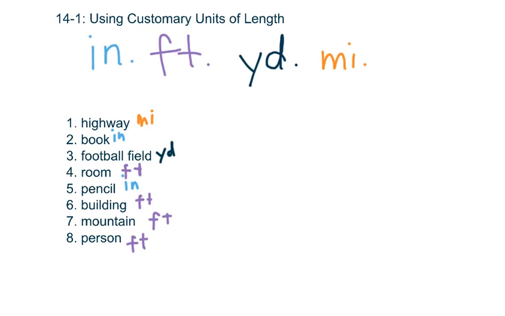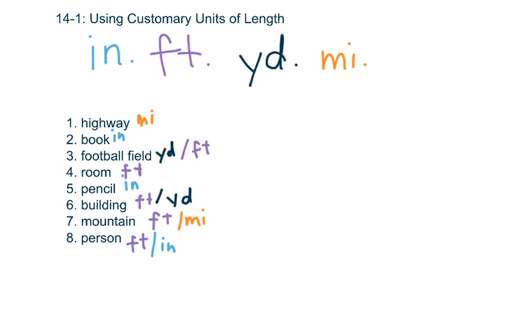Now, you might argue that a football field could also be measured in feet. A building could also be measured in yards. A mountain, depending on how big it is, could possibly be measured in miles. And a person, sometimes we hear of feet and inches. So this one really could be both.